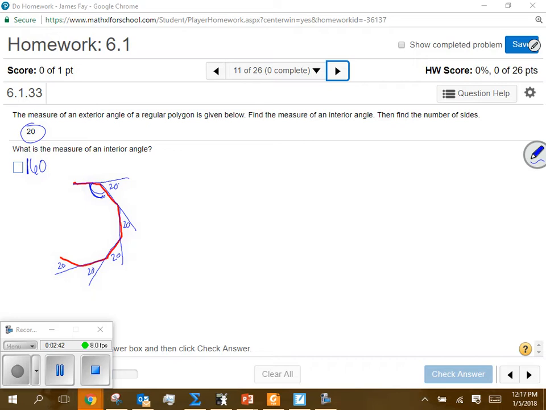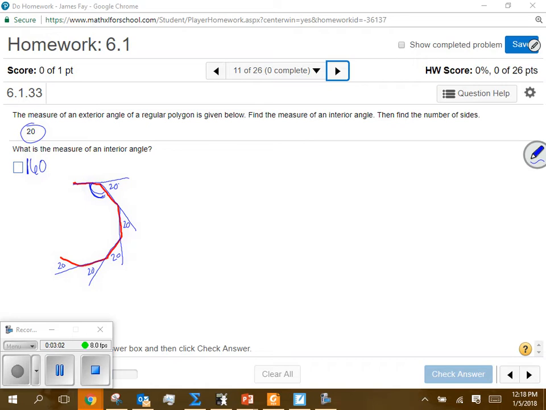Okay. Is that doable? I have a question. Yes. If we knew it was a regular polygon, then we just subtract 20 from 180. Yes. Okay, that gives you the 160. But I was drawing the picture so you could see why we do that. Okay. Because that's exactly what we did. All right, so now next question says, find the number of sides.